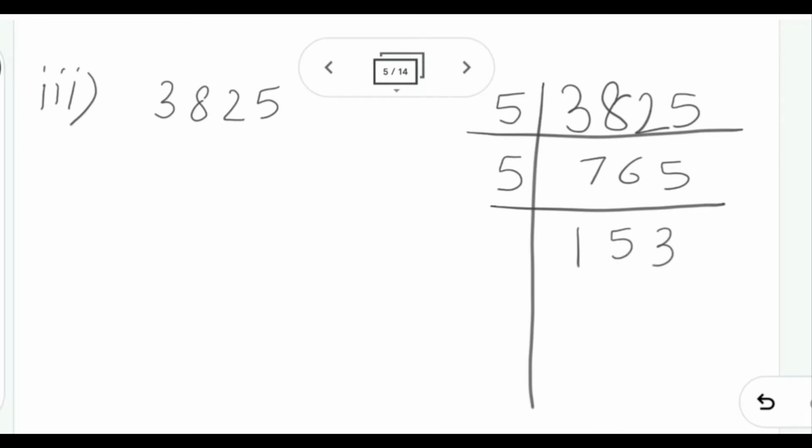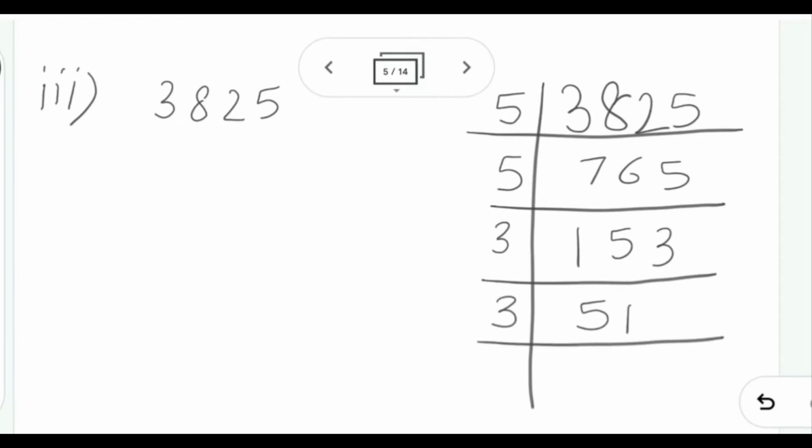Next, again we can divide by 5 and we will be getting 153. Now this number will be divisible by 3. So we can divide by 3. It will come 3 into 51. So when we divide it by 3, we get 51. Now 51 will again be divisible by 3. So we will be getting 17. 3 17s are 51. Since 17, we know it's a prime number, we should remember the prime numbers. So it will come on 17's table. So we will write 17 1s are 17.